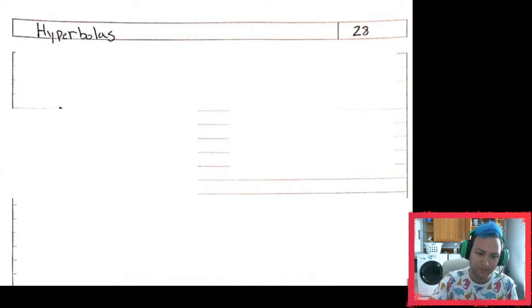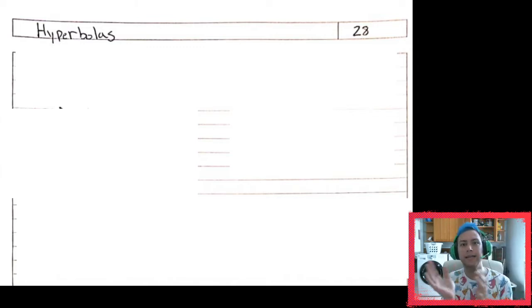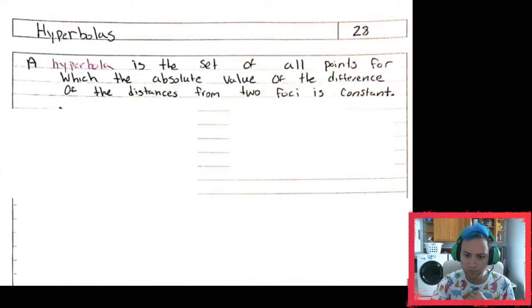So hyperbolas kind of function similar to the other ones. In a parabola, all the points on the parabola are equidistant from the focus and the directrix. In an ellipse, the sum of the distances to the two foci is constant. In a hyperbola, every single point that you pick on the hyperbola has the same difference of the distance to the two foci.